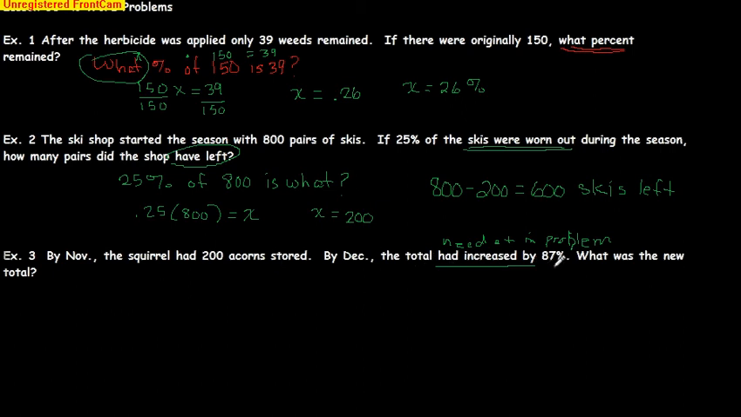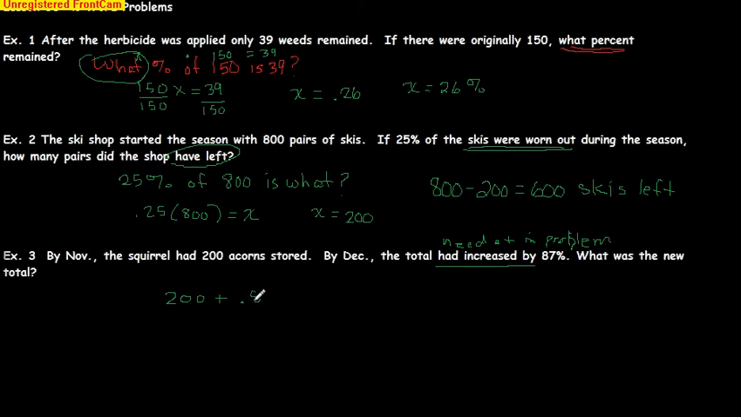So we have a squirrel. He has 200 acorns. Increased by, so we're going to put plus. Now, it's increased by 87%. We're not going to put 0.87. We're not going to do that. It's not increased by 0.87. It's increased by 87% of what we started with. So this is totally wrong. Don't do that. But I'll show you what you do. It's increased by 87% of what he started with.